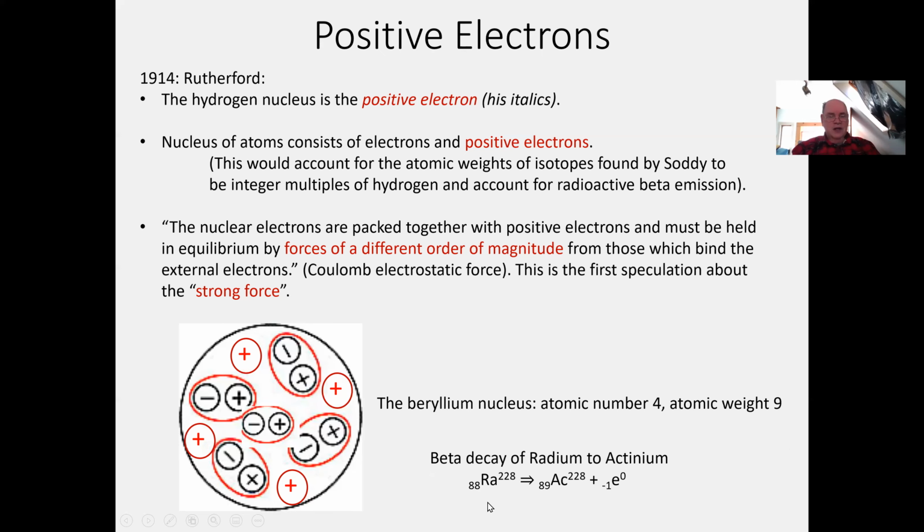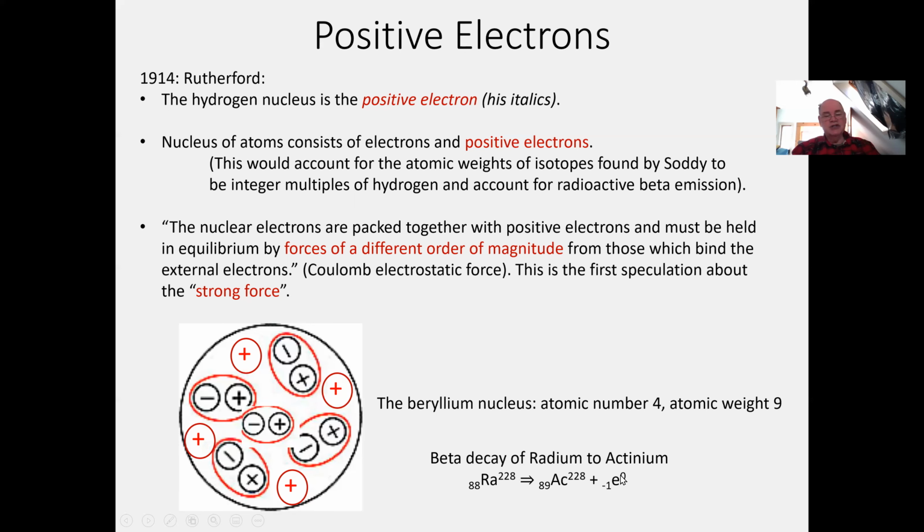Okay, what happens is radium, with 88, now, a positive charge in the nucleus of 88 goes to 89 because it loses an electron, loses the beta particle, which is the electron. Notice the mass stays the same, 28 to 28.